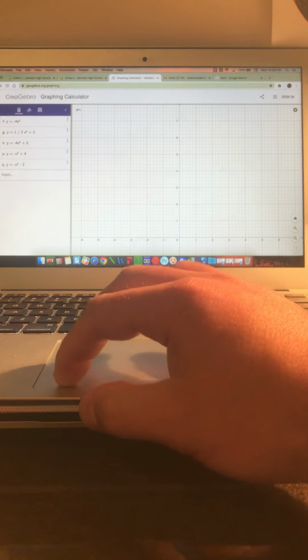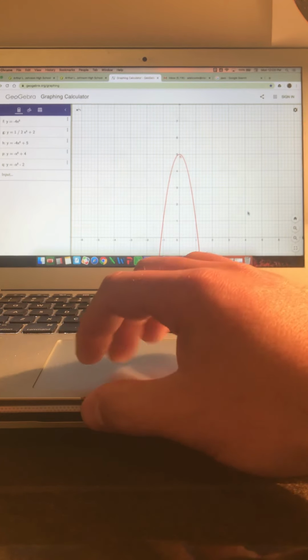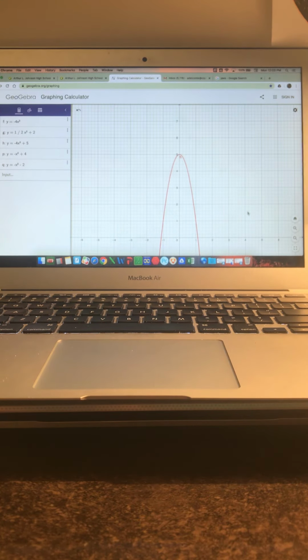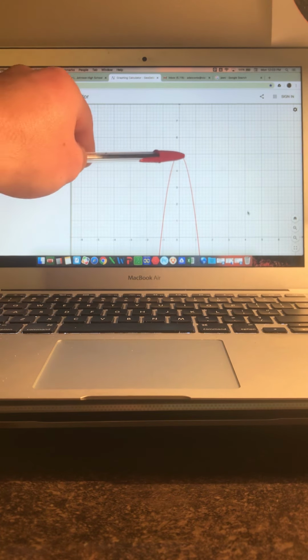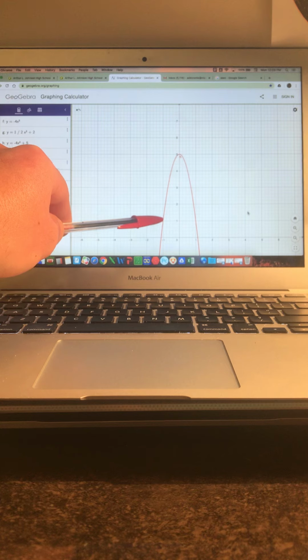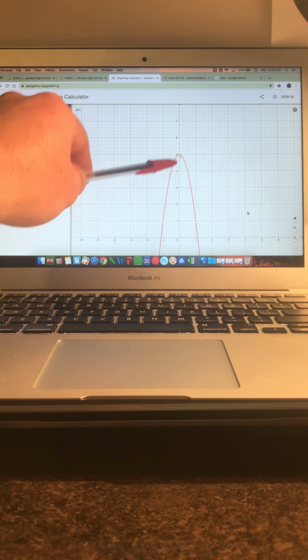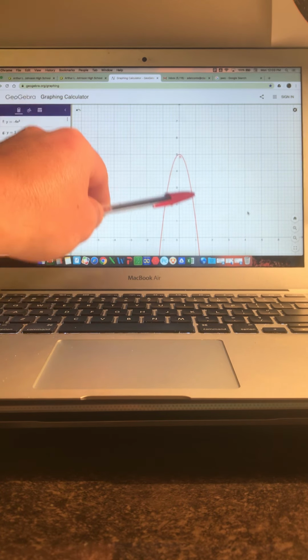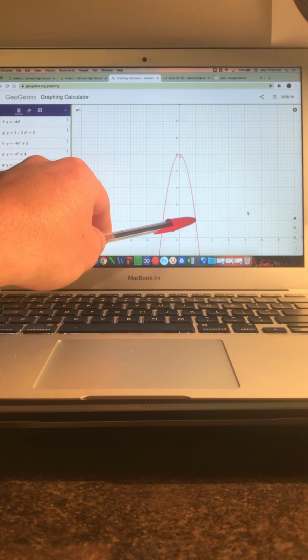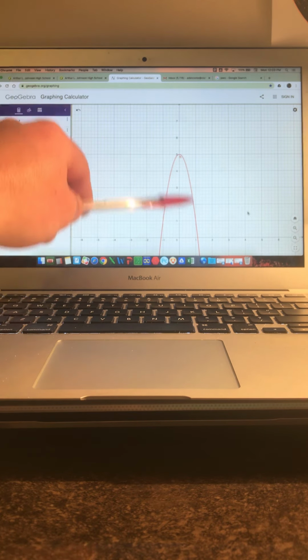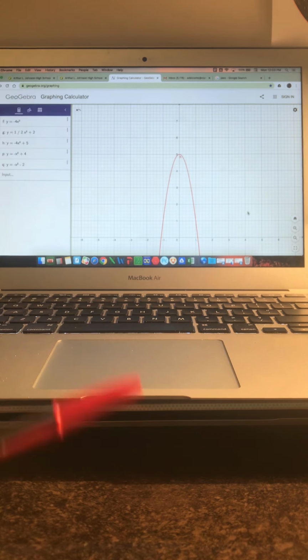Here we go. Lo and behold, there we go. When you plugged in -1, you should have gotten 1. When you plugged in 0, you should have gotten 5. When you plugged in 1, you should have gotten 1. And like we said, opening down, moved up 5.